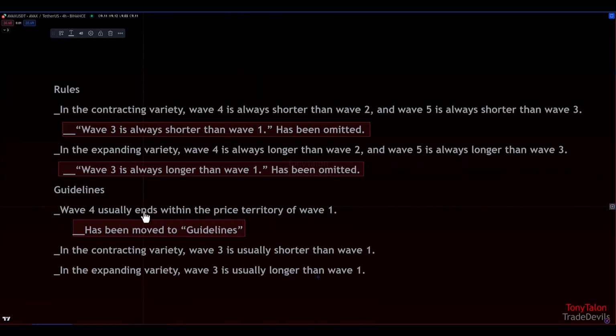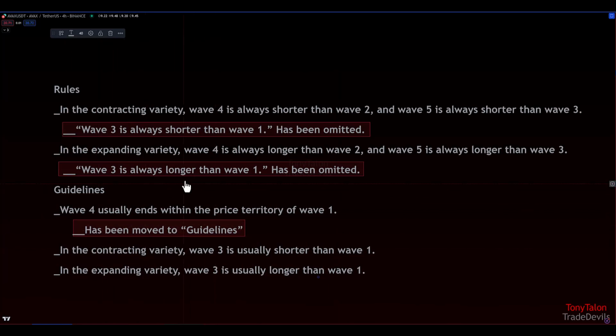Guidelines. Wave 4 usually ends within the price territory of wave 1. Now this used to be a rule, and it used to state wave 4 always ends within the price territory of wave 1 with a little asterisk next to it. That verbiage has now changed to state wave 4 usually ends within the price territory of wave 1. It has been moved down to the guidelines section.